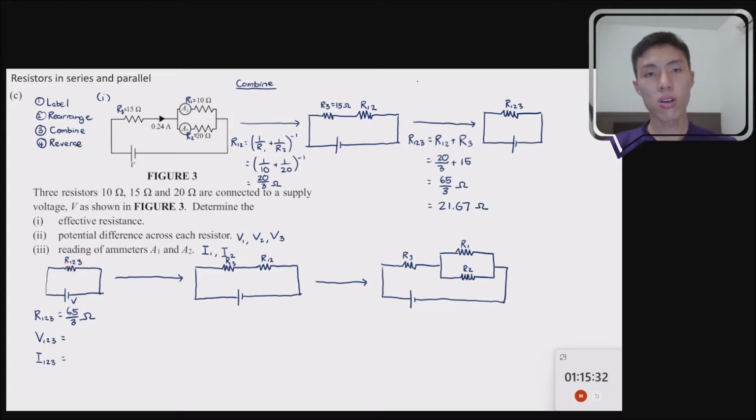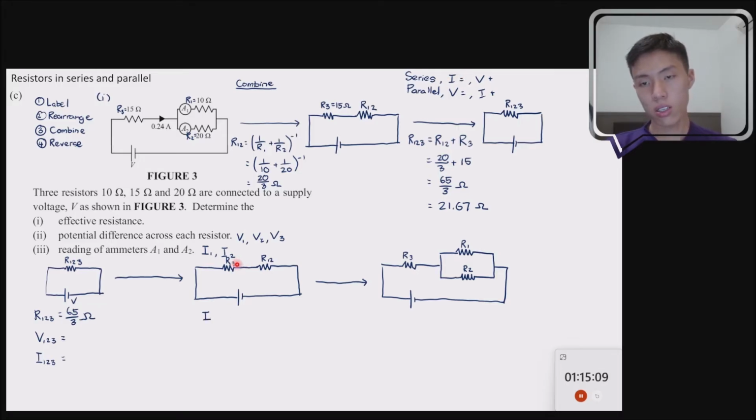So we need to recall, if you're talking about series over here, the current should be the same. It should be the voltage that adds up. For parallel, it should be the voltage that is the same. It should be the current that is added up. So we are talking about series for R3 and R12 over here. They are connected in series. So for series, I should be equal.